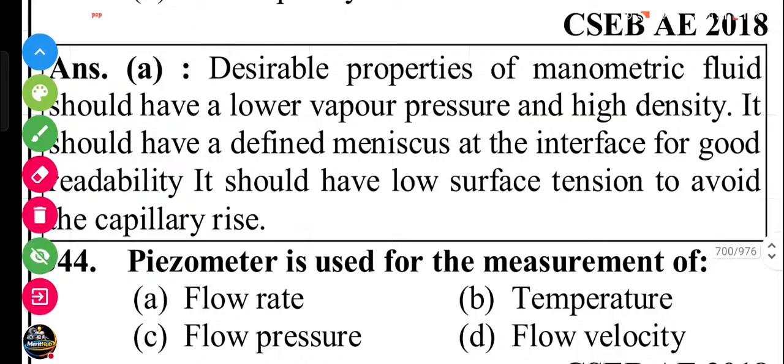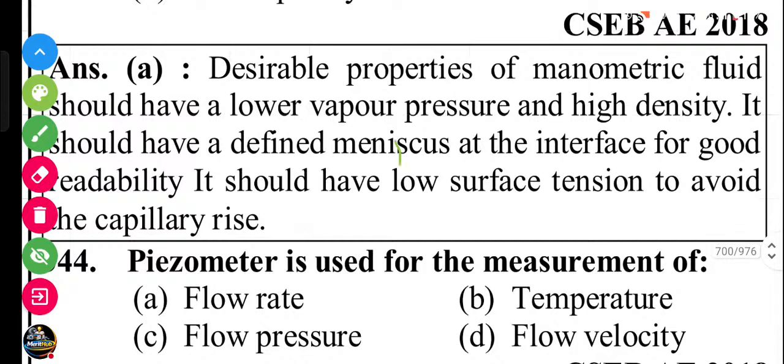The desirable properties of a manometric fluid: it should have a lower vapor pressure and a high density. It should have a definite meniscus at the interface for good readability. It should have low surface tension to avoid capillary rise.